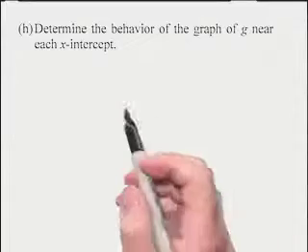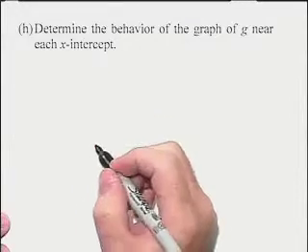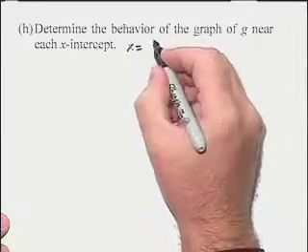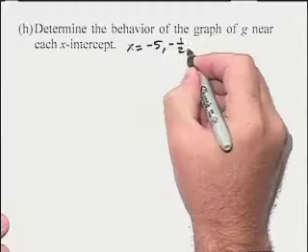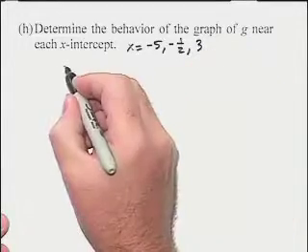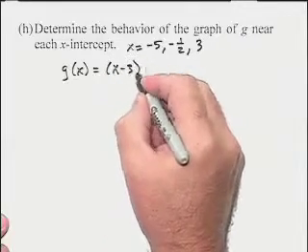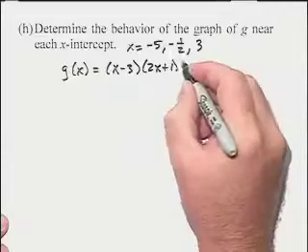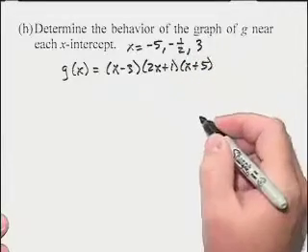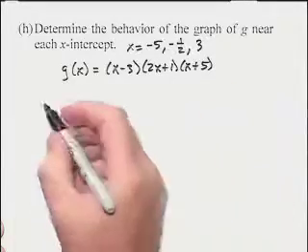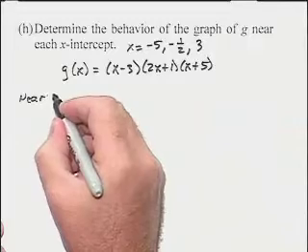Before we sketch the graph, we'd like to look at the behavior of the function near each x-intercept. In determining the behavior of the graph of our function near each x-intercept, let's first note that our x-intercepts were negative 5, negative 1/2, and 3. And that we could write our function g in factored form as x minus 3 times 2x plus 1 times x plus 5. So we look at the behavior near each of the three x-intercepts that we have. We'll start with negative 5.